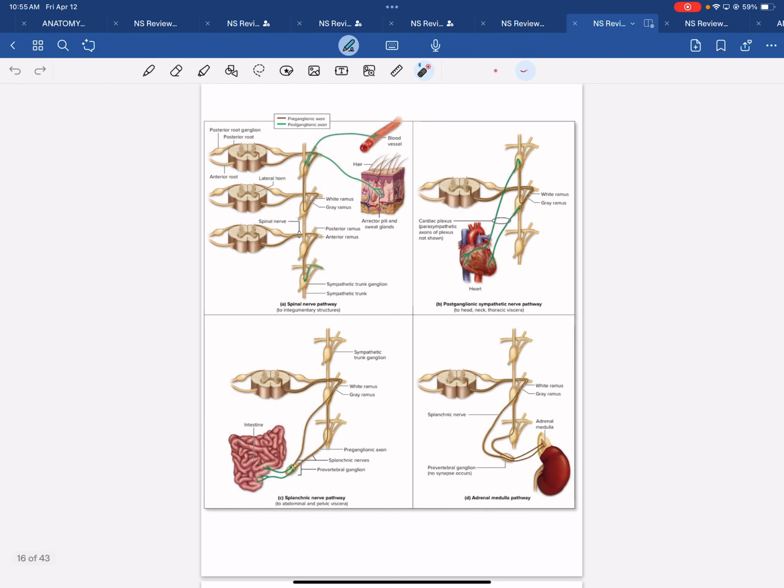So is the white versus the gray communicating ramus just for what body parts it goes to? It's the difference between the preganglionic and the postganglionic sympathetic motor neuron, because the preganglionic sympathetic motor neuron is myelinated and the postganglionic is not. And here, can I show you on here? Sure.